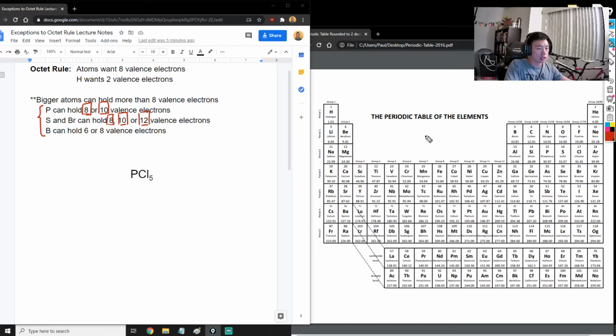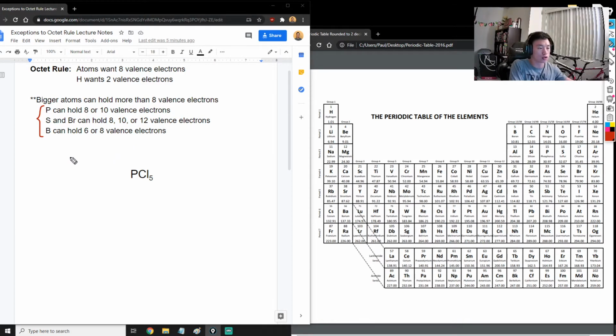There is another exception, but this one is less than 8. Boron, B, can hold 6 or 8. Those are some of the exceptions you're going to have to know. Phosphorus has the potential to hold 8 or 10. Sulfur and bromine can hold 8, 10, or 12. Boron can hold 6 or 8.